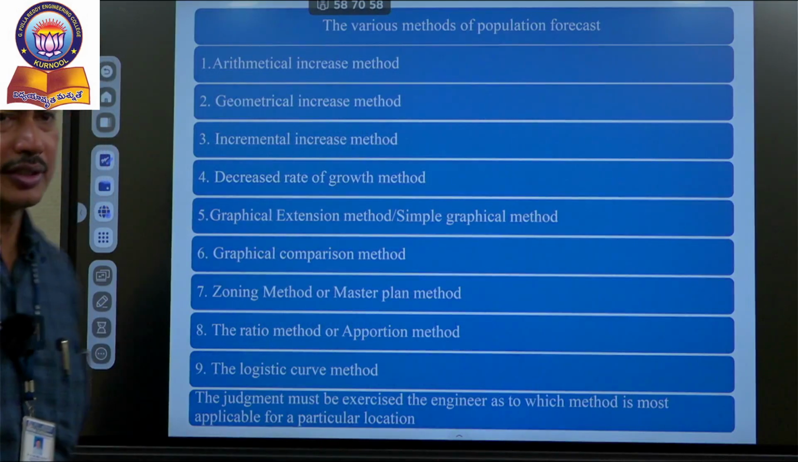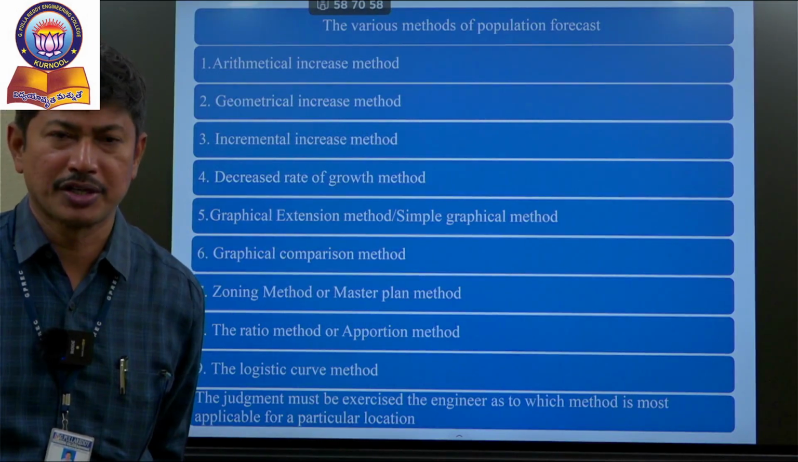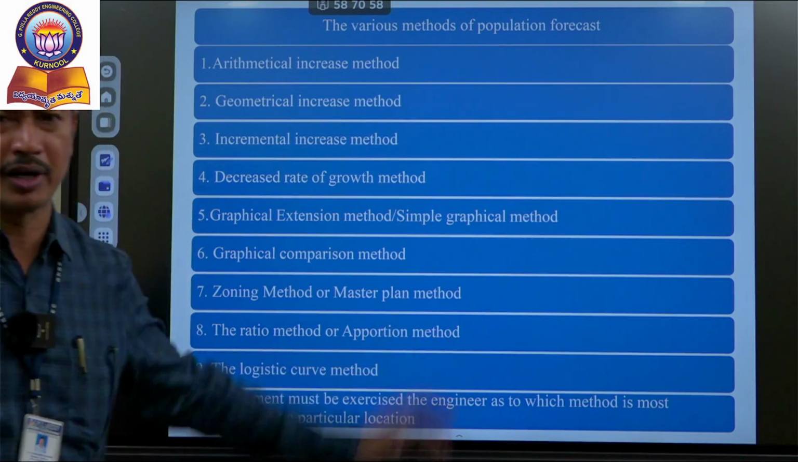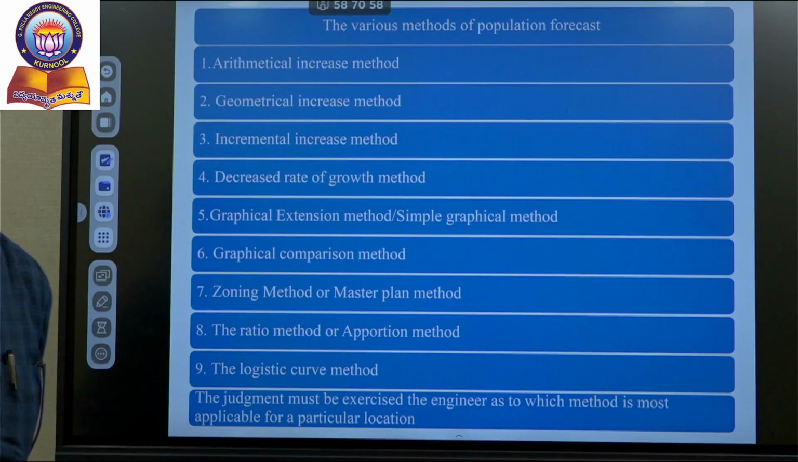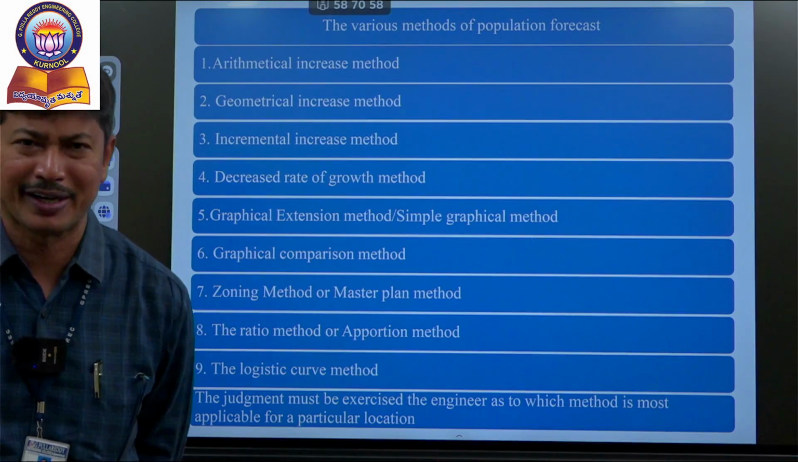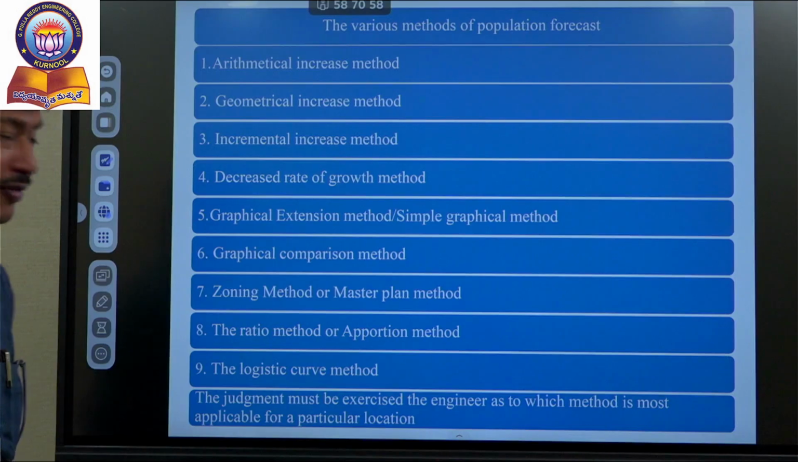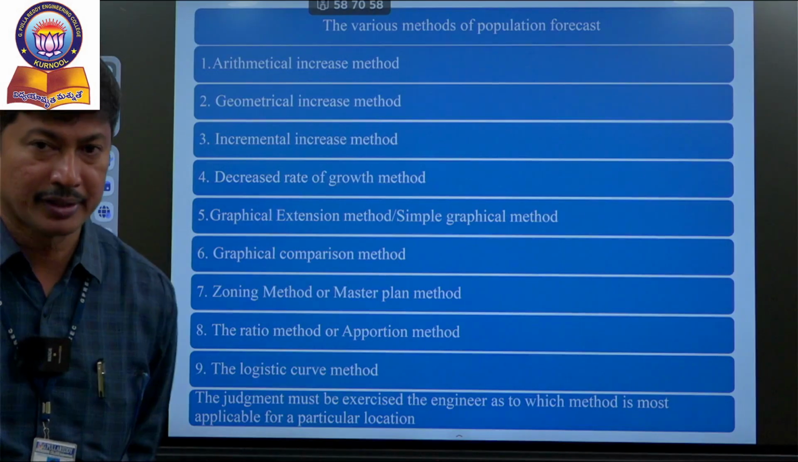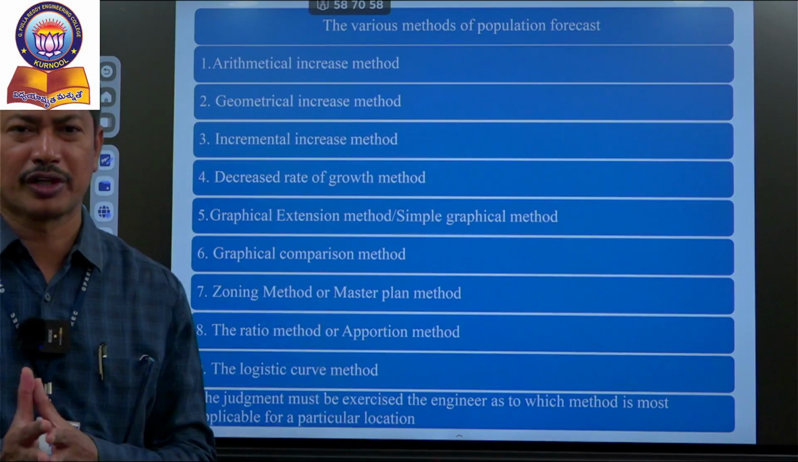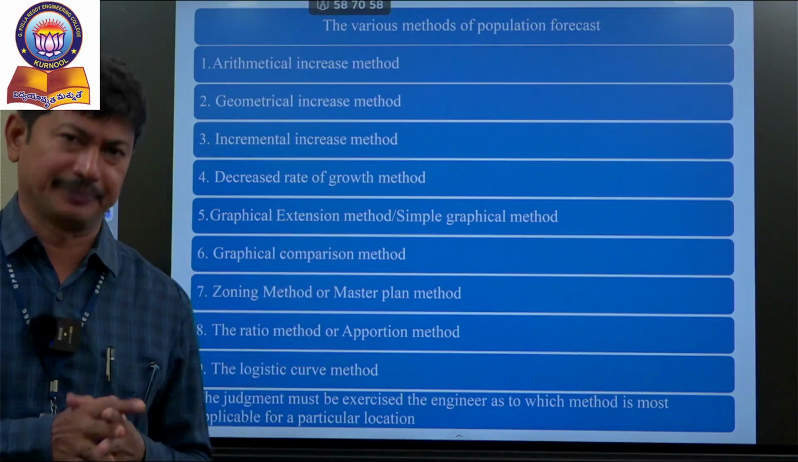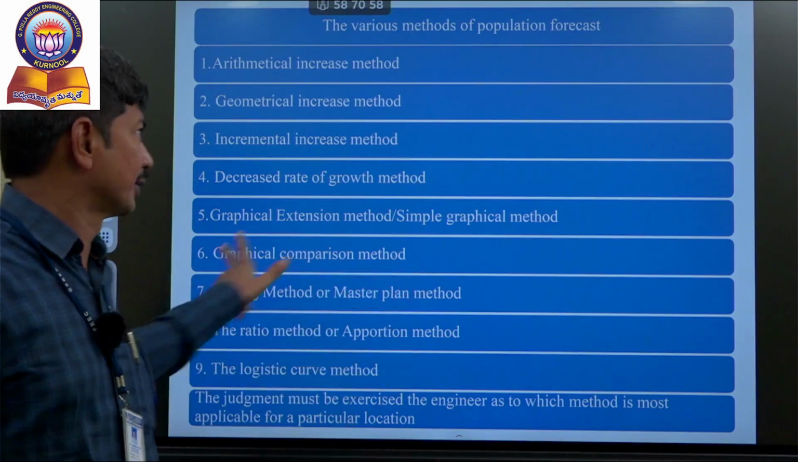There are many methods for forecasting population. They are the arithmetic increase method, geometric increase method, incremental increase method, decreasing rate growth method, graphical extension or simple graphical method, graphical comparison method, master plan method, ratio method, and the logistic curve method. All these methods work based on past population data.